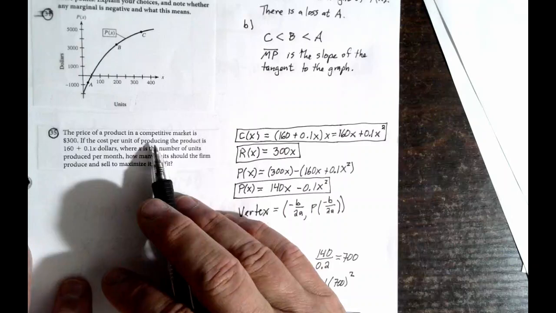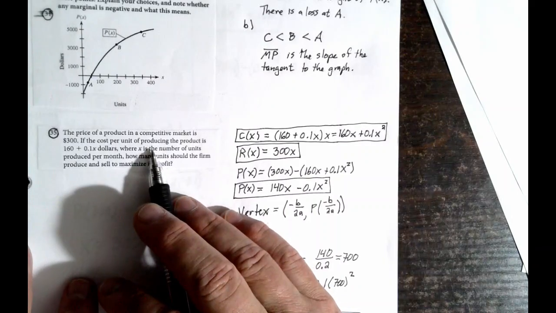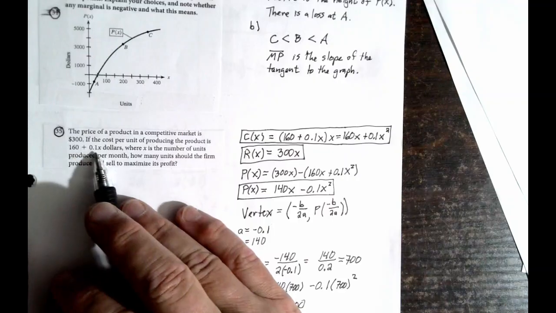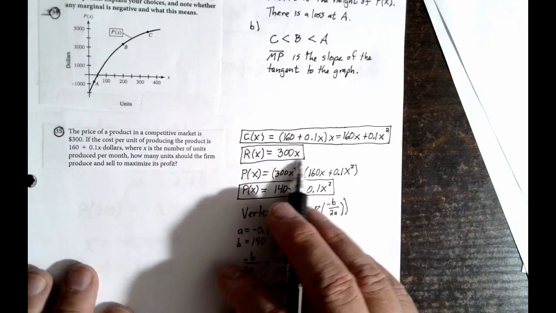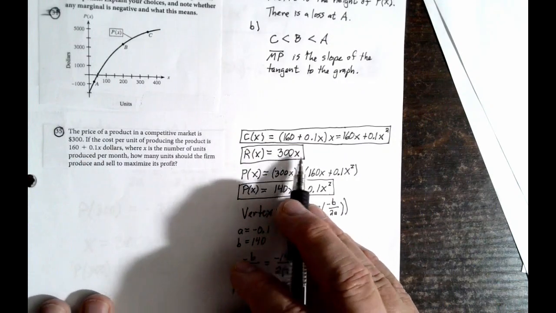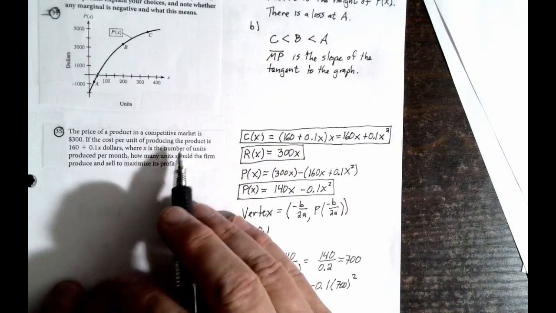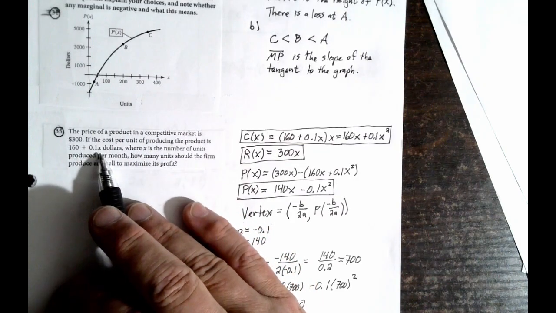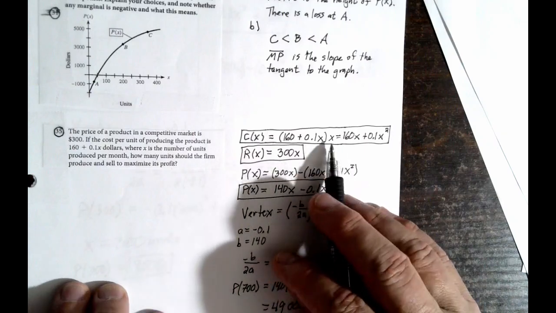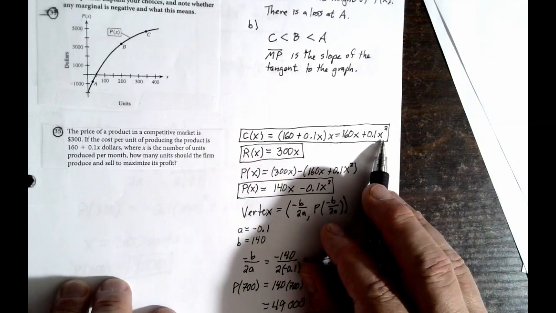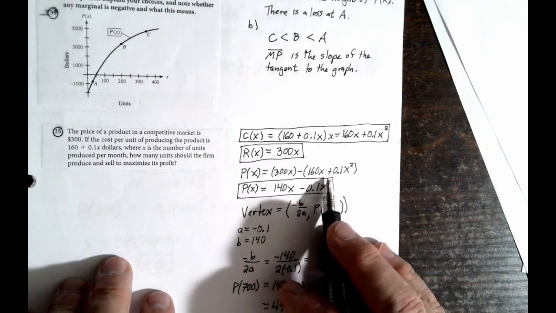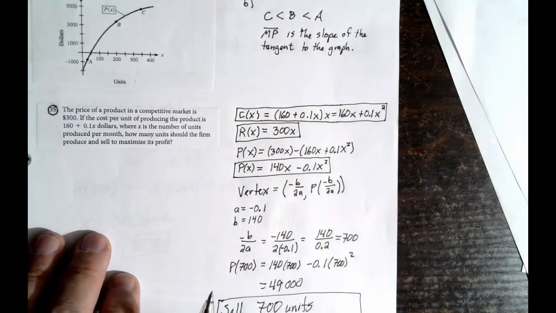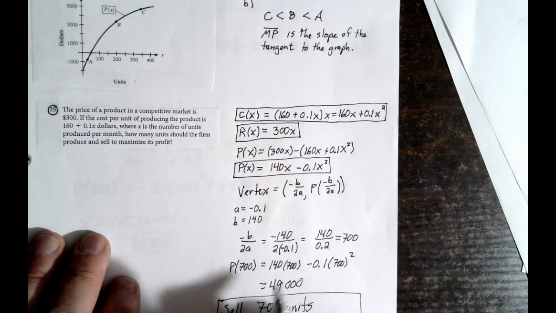Number 35. The price of a product in a competitive market is $300. So if you're selling it for $300, your revenue is simply 300x. The cost of producing the product per unit is 160 plus 0.1x, so you take that times x to get your cost function. Now we know our cost and our revenue, and we take the difference between the two to get our profit. Now they ask how many units the firm should sell to maximize its profit.